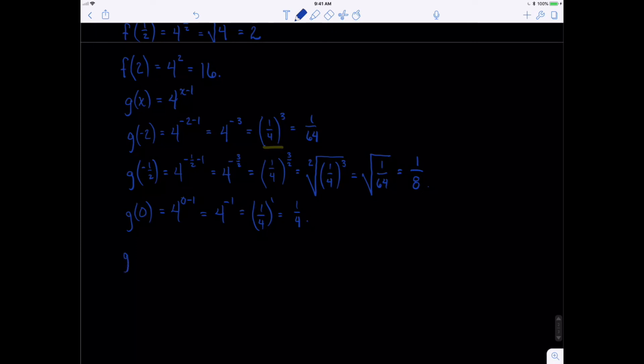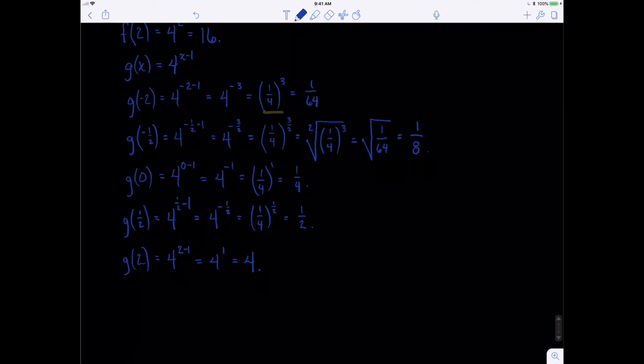Then g of 1/2, this is 4 raised to the 1/2 minus 1. This is 4 to the minus 1/2. This is 1/4 to the positive 1/2. And we found the square root of 1/4 earlier to be 1/2. g of 2 says take 4, raise it to the 2 minus 1. Well, this is 4 to the first power, or simply 4.